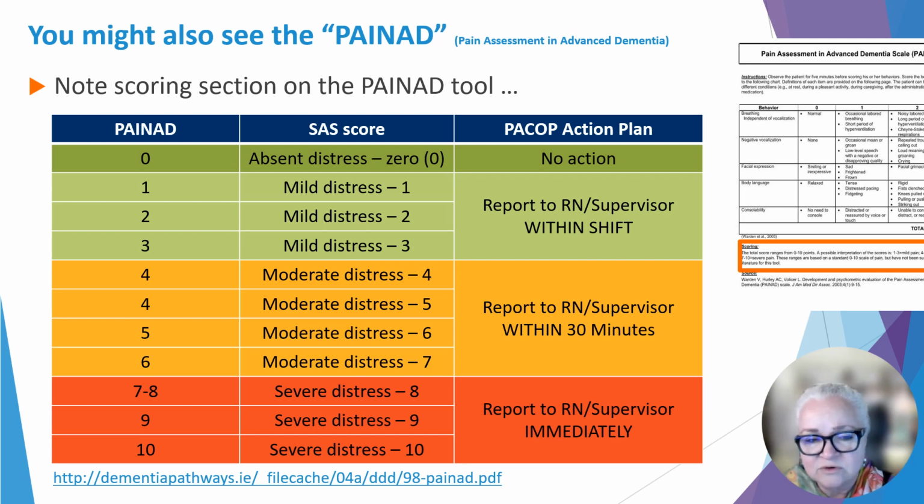Similarly, if you've got a score of 4 perhaps in the PAINAD, this may equate to a level of distress that the resident would be experiencing from this symptom of a 4 or a 5, and the expectation is that you would report this to your RN or supervisor within 30 minutes. If a resident was in the green zone, scores of pain of 1, 2, or 3, this may line up to distress around 1, 2, or 3 for the resident around this symptom. And the escalation process for this would be to report to your RN or supervisor within the shift.